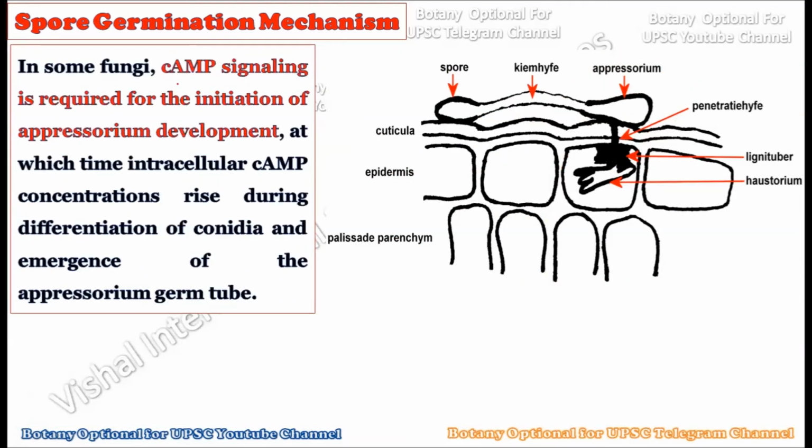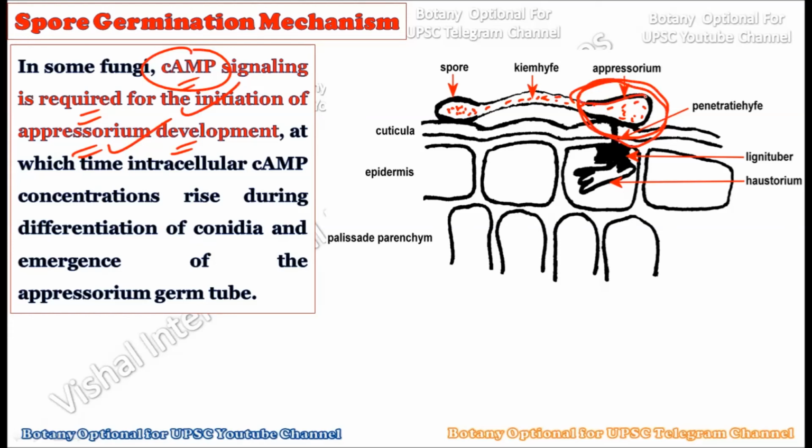Now, in some other fungi, the cAMP signaling is required for the initiation of appressorium development. See, it will depend on the different fungi how it is going to function. In the first case, we have studied that these signaling pathways are responsible for the transferring of the lipid and the carbohydrate to the appressorium. While in the other fungi, this particular cAMP signaling pathway is required for the initiation of the appressorium development. That is, from the germ tube, the appressorium development will take place by this signaling.